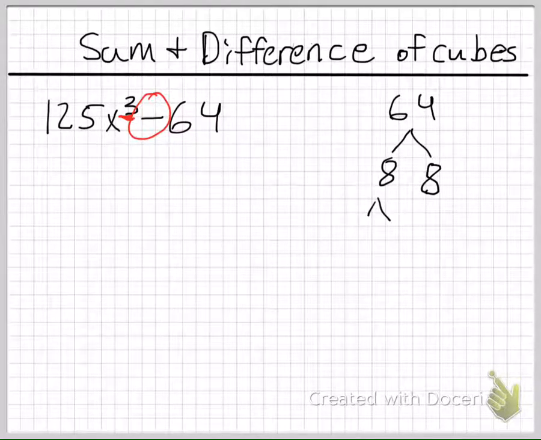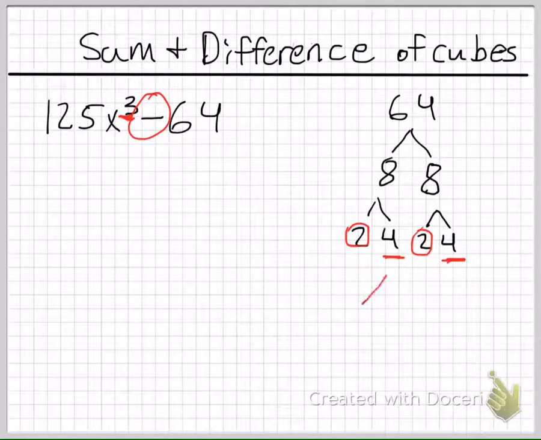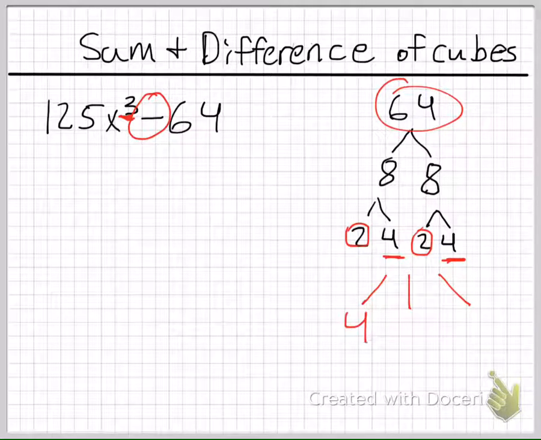and those will factor down into 2 and 4, and down into 2 and 4. And at this point, I noticed something interesting. I have a 4, and I have a 4, but I also have a 2 and a 2. So if I multiply the 2's together, I get 4. So 2 times 2 is 4. Therefore, I can say that the three factors of 64 are going to be 4 times 4 times 4.